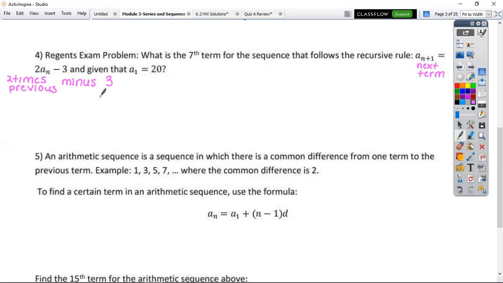That's what your formula says. So I'm going to write this out. I have a sub 1 is 20. And unfortunately, when you have a recursive formula, which is what this gives you, you can't jump right to the 7th term. You have to find everything else that precedes it. 5, 6, and 7.